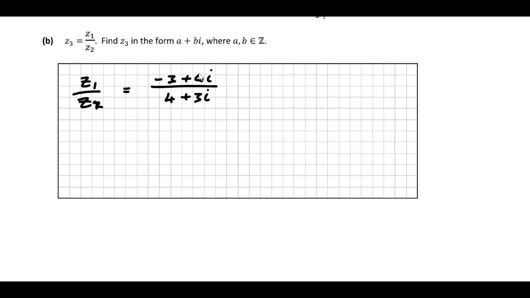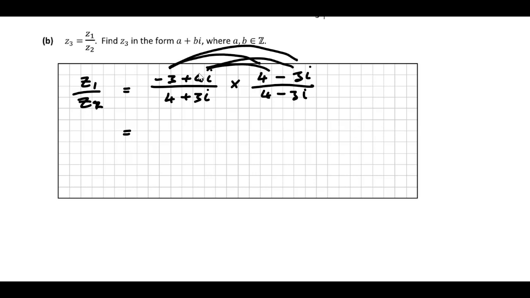So the way you divide complex numbers is you take the denominator and get the conjugate of the denominator. In other words, change this sign to a minus and you multiply by that over itself. So it's 4 minus 3i divided by 4 minus 3i. You're just simply multiplying by 1, which means you're not changing it. So you multiply the top by the top, the bottom by the bottom. That means you multiply this by this, this by this, this by this, and this by this here.